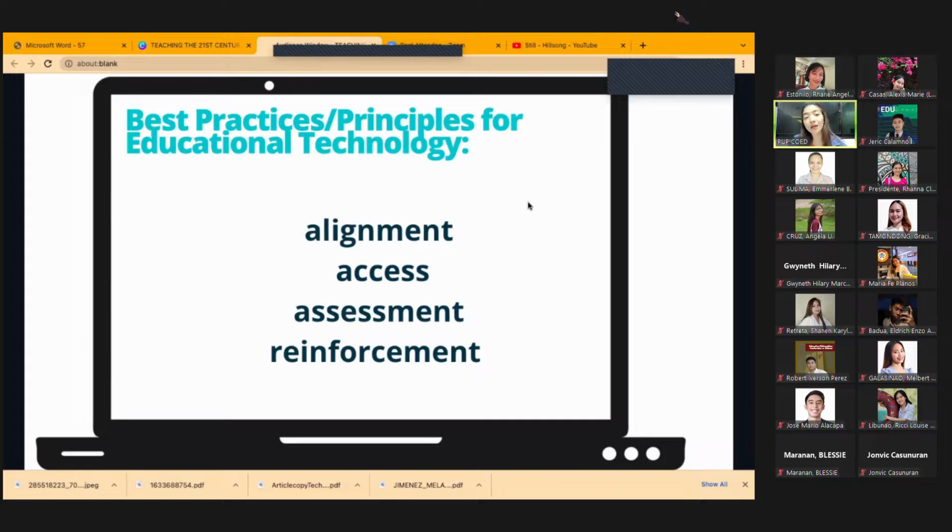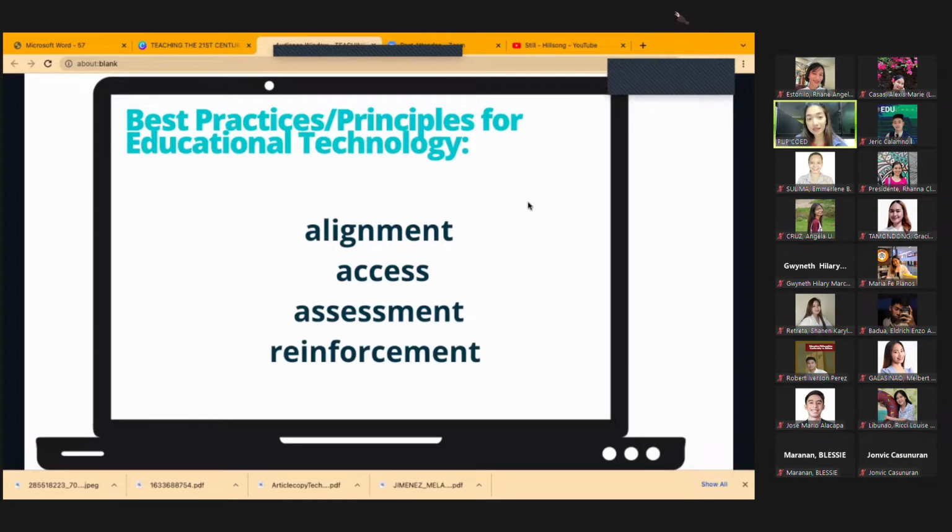So again, number 1 would be the alignment of the objectives. Okay. Yung mga ginamit nyo ba na technology is aligned to your objectives, aligned to the learning outcomes that you want to achieve for your class? Does your app or any tool provide support for you to achieve that specific goal?